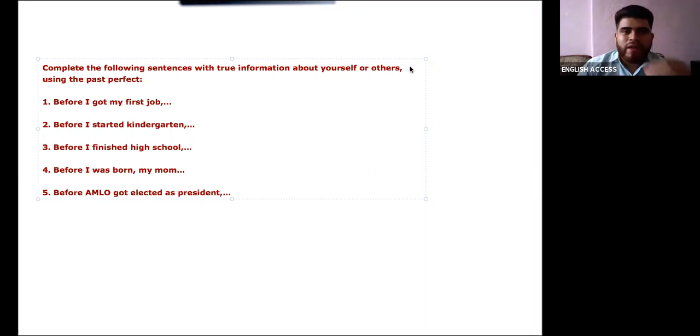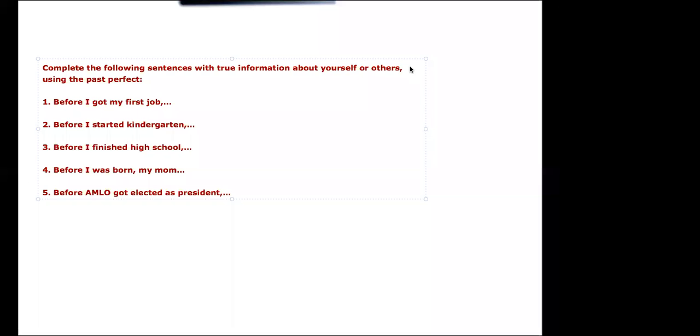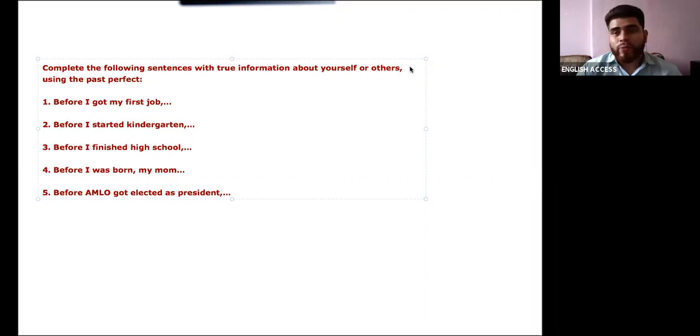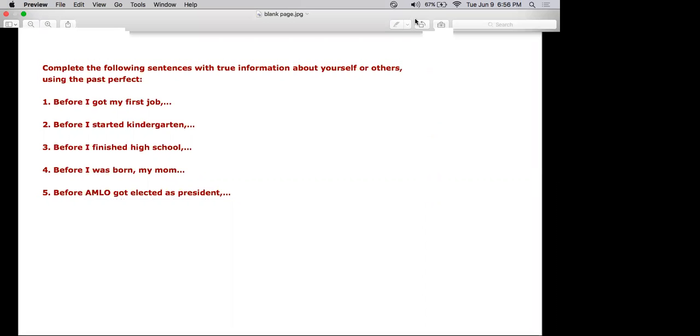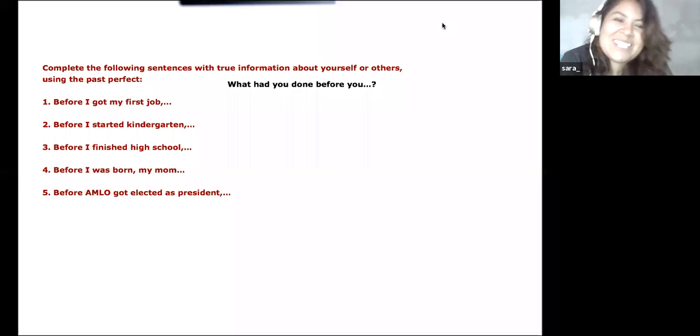So complete the following sentences with true information about yourself or others using the past perfect. Are we going to write down or are we going to answer here talking about this? Please write it down and then we will talk about it. Okay. Tell me when you are finished, please. Okay. With the work, because we are going to talk about other things.